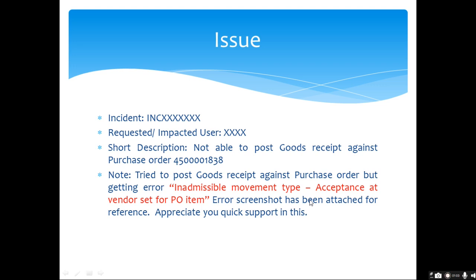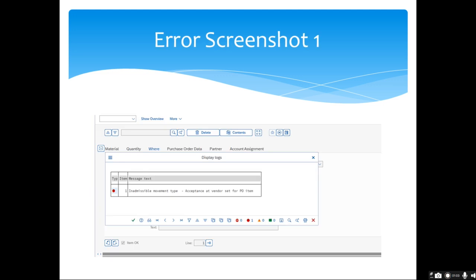In the note section he mentioned he actually tried to post goods receipt against the purchase order but is getting an error, and he has mentioned the error: inadmissible movement type - acceptance at vendor set for PO item. Further he has mentioned the error screenshot has been attached for reference. So we'll check the error screenshot. This is the error screenshot which the user has provided along with the ticket.